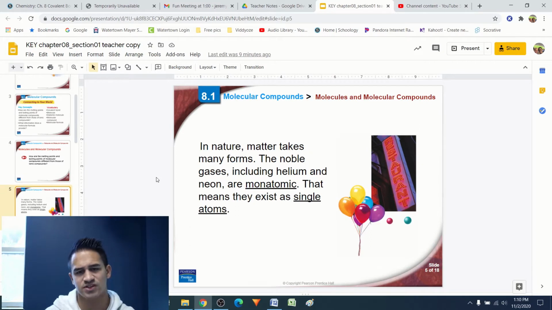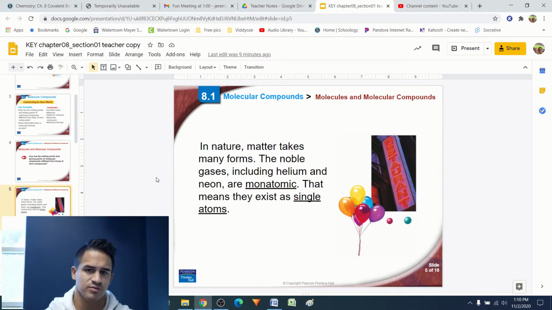First off, understand that in nature, a lot of times we are going to find matter that takes all kinds of forms, whether it be solids or liquids or gases. A lot of the compounds that we're going to deal with in this chapter are not solids. They're usually gases or liquids at room temperature. Doesn't mean they can't be solid. They are definitely solid in some cases. But the noble gases are a particular one, which are molecular, and they're gases at room temperature.